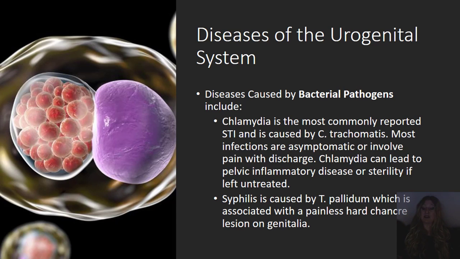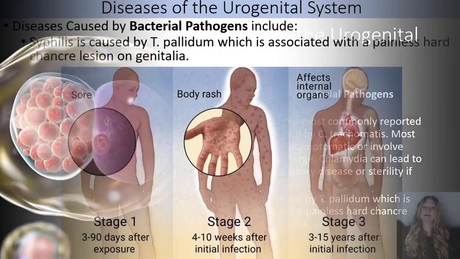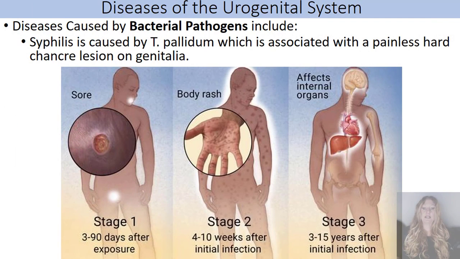Syphilis is caused by T. pallidum, which is associated with painless hard canker lesions on genitalia. Here we can see the progression of the sore, which is stage 1. If left untreated, the sore can evolve into a body rash, and later, within 3 to 15 years after infection, can infect the internal organs as well.